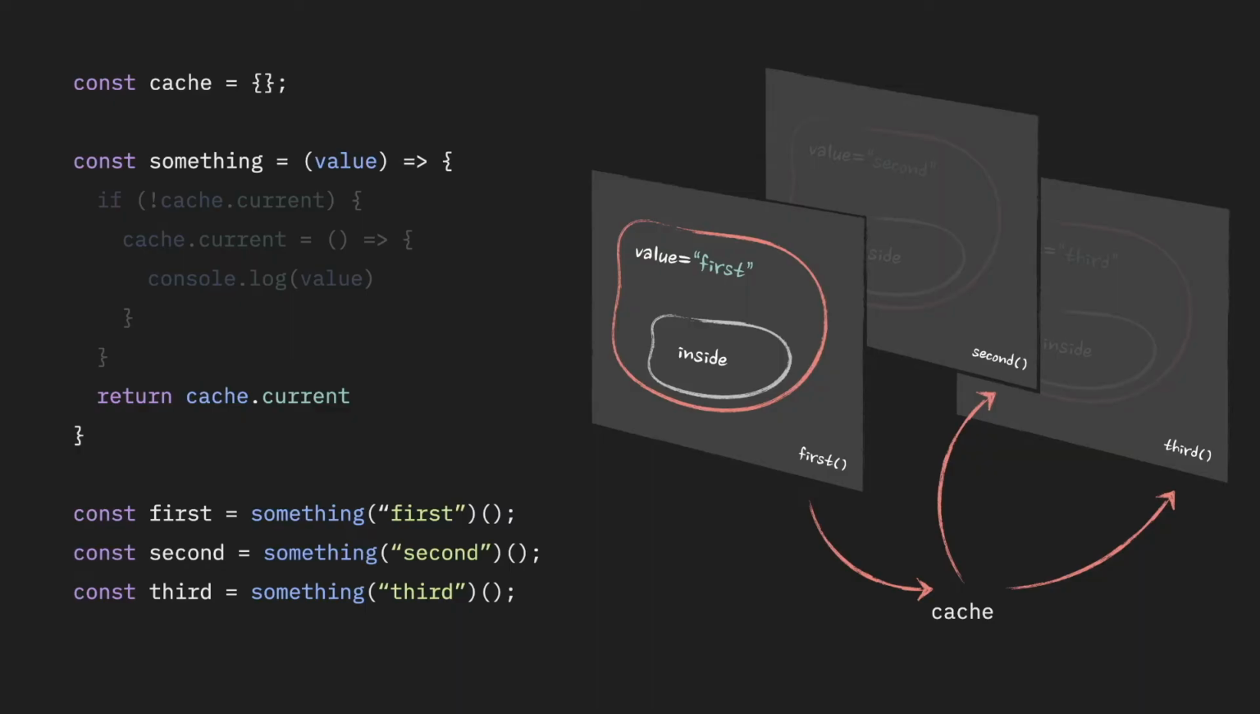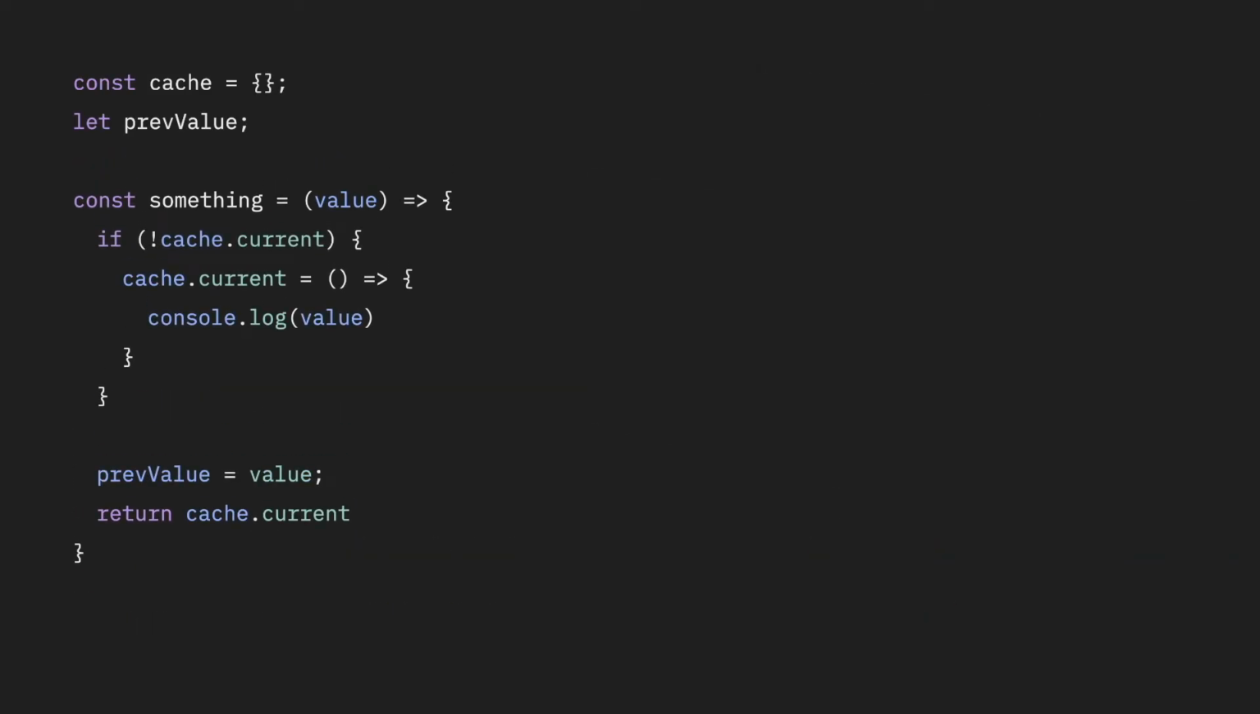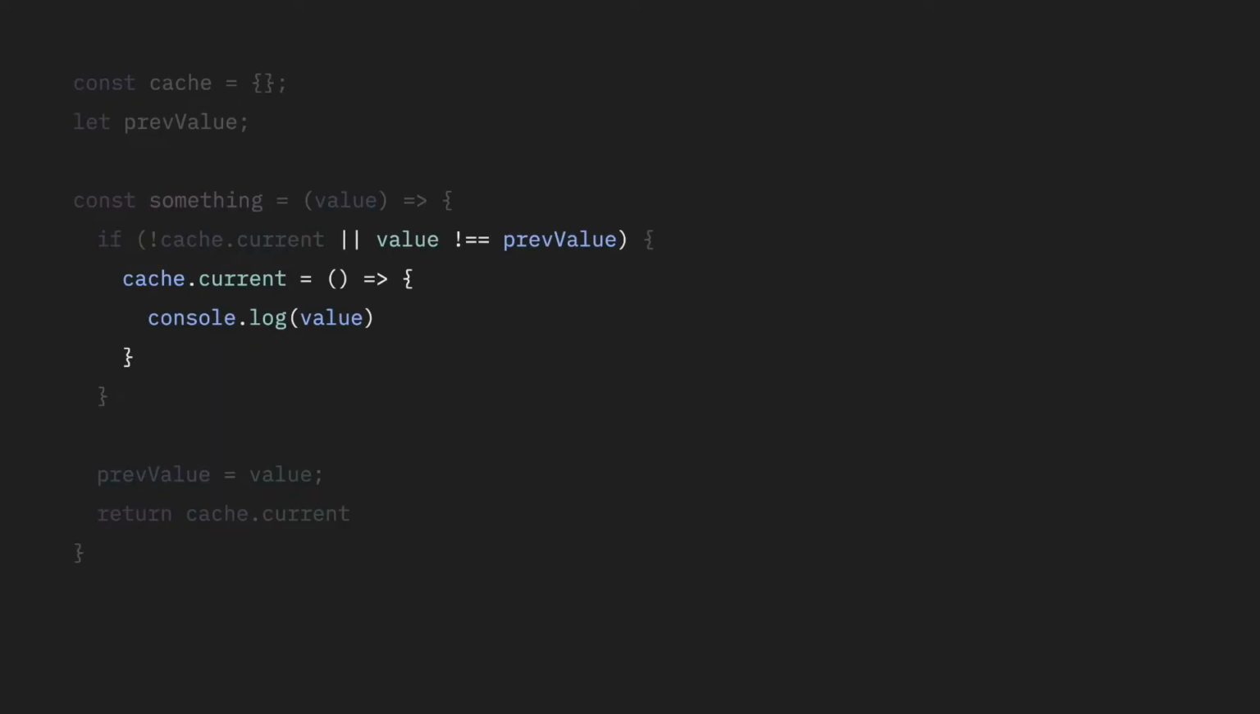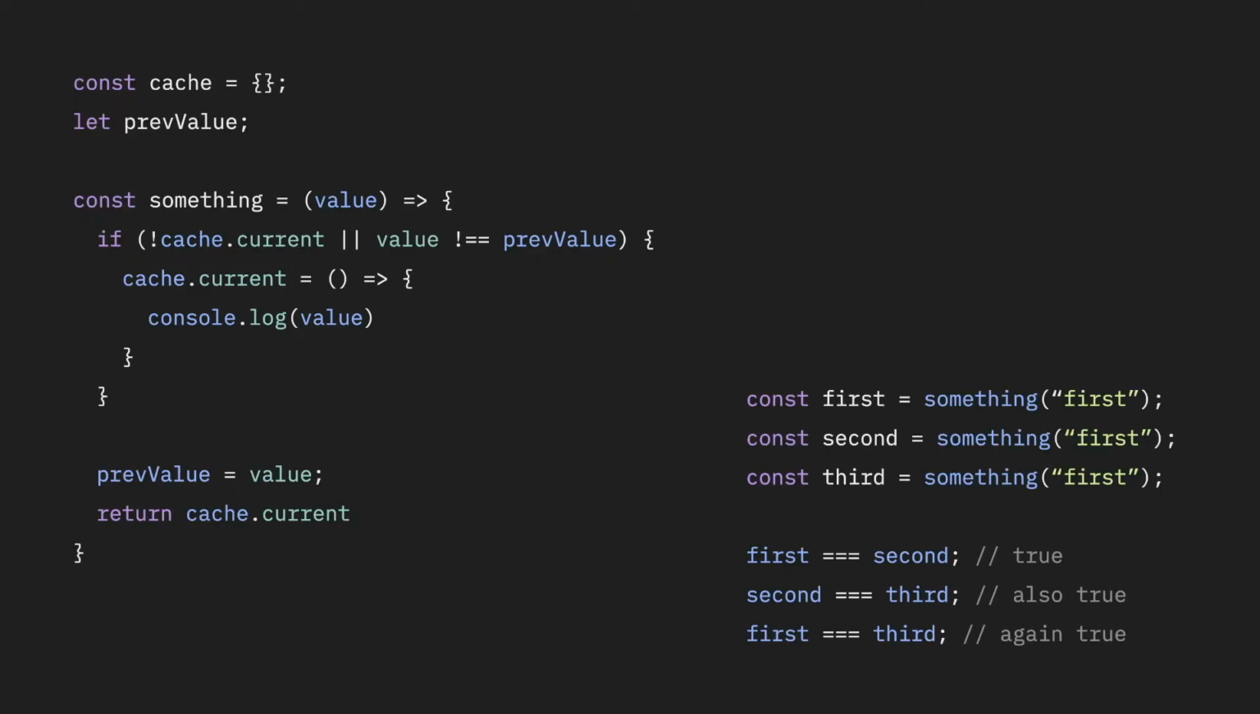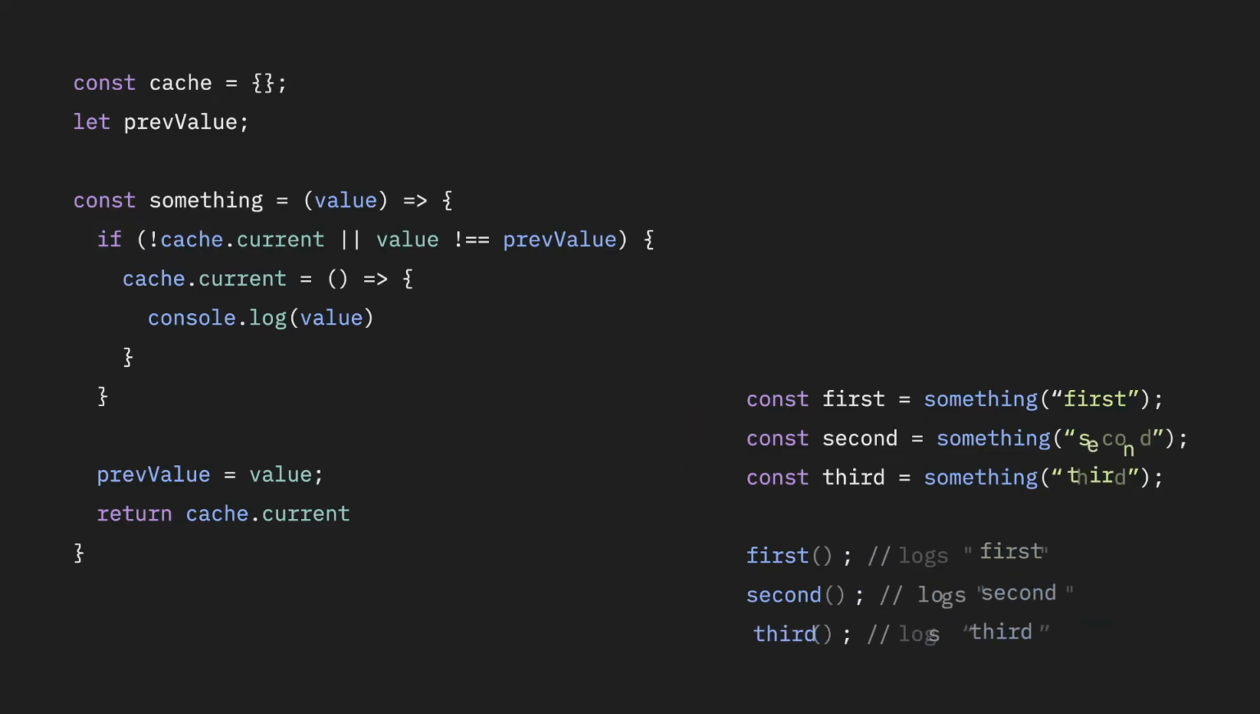To fix this, we would want to recreate the function and its closure every time the value changes. We can, for example, cache that value as well, compare it with the one passed as an argument, and if it's different, recreate the function. Now, if we pass the same argument a few times, then the returned function will be cached and the internal function won't be recreated. But if I pass a different value, the internal function will be updated and the correct value from the correct closure will be logged.